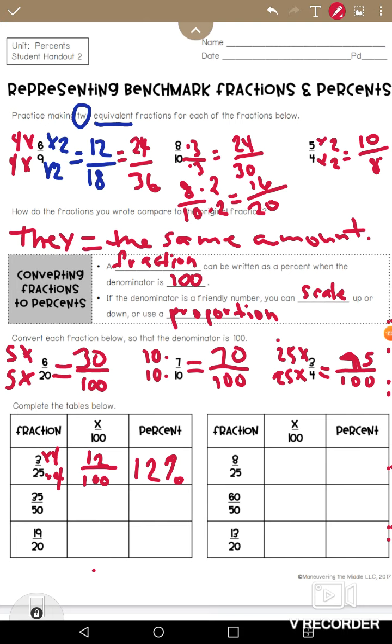All right. 35/50ths. How do I make that a fraction that has a denominator of 100? Good. 50 times 2 equals 100.